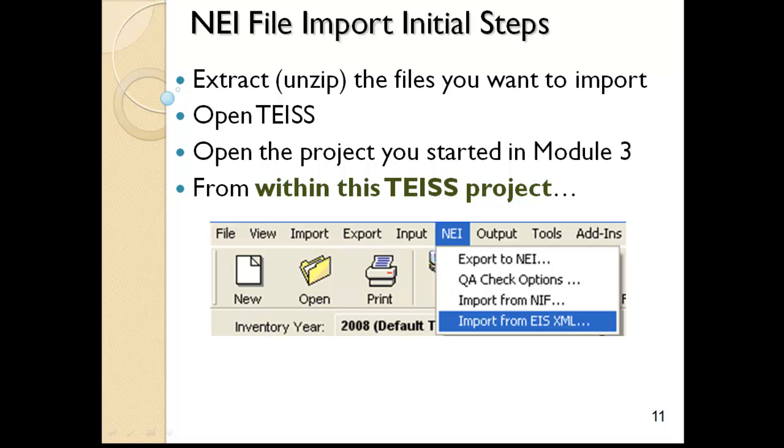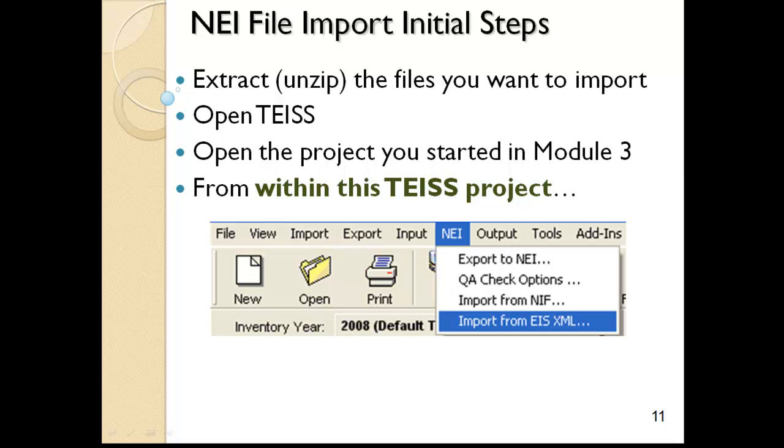So this slide is an overview of how to import the GPR data into TEISS. When you first get the files from the download site, they're zipped files, and what you'll need to do is extract or unzip the files into a folder on your computer that you set up for the training. Then you're going to open up TEISS, the project you started in Module 3.